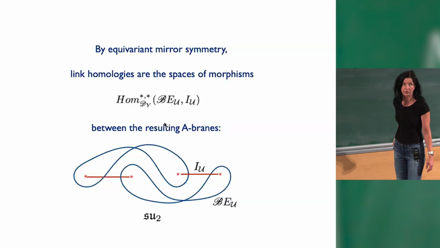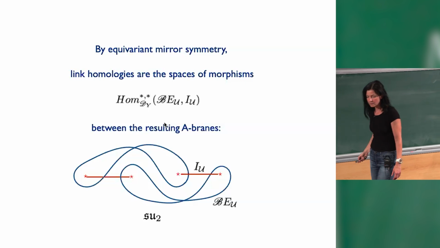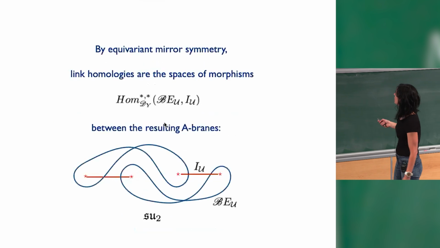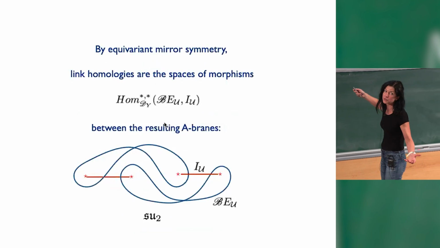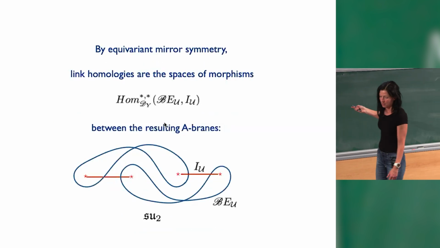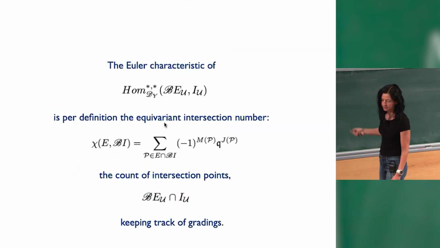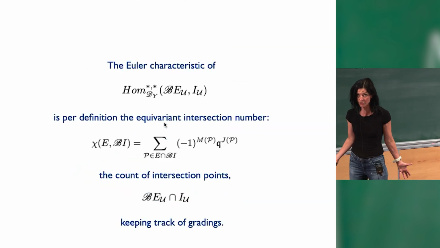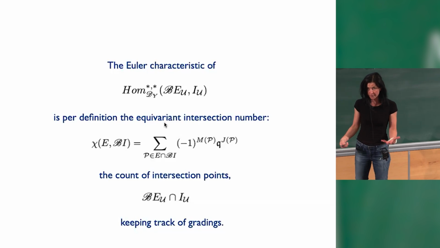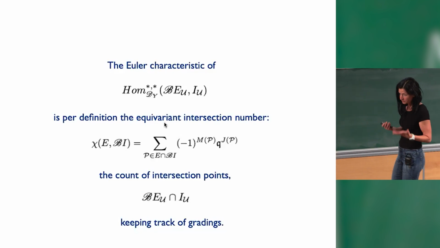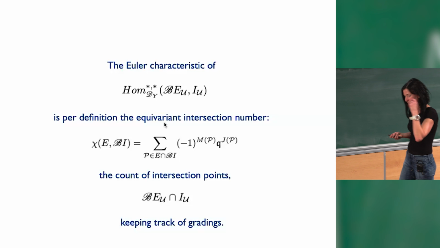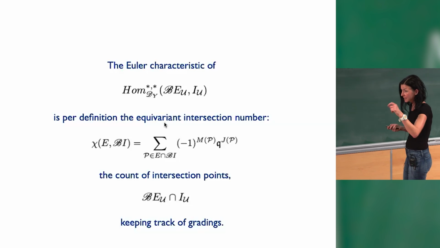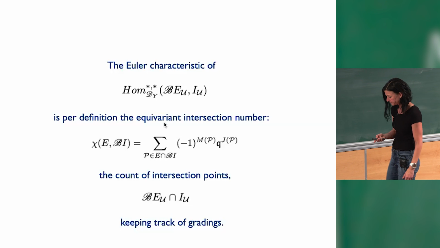So this is the picture that you get for SU2. The SU2 example is built on this A_N surface. Remember, anyway, the Euler characteristic of the resulting homology theory is, per definition, the equivariant intersection number of the A branes, where you count the intersection points, keeping track of gradings. Now, not just the Maslov grading, but also the equivariant grading.